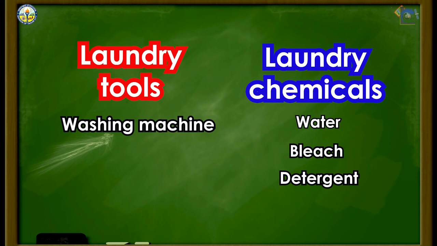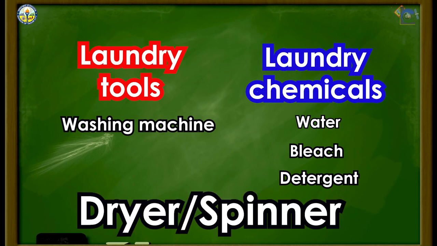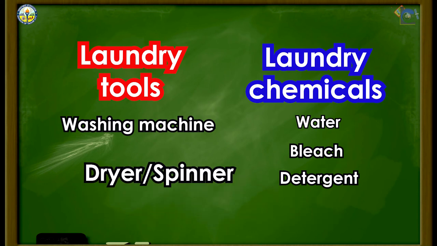Number 5. Dryer or spinner. Is it a laundry tool or a laundry chemical? The correct answer is a laundry tool. Well done, senior high students!